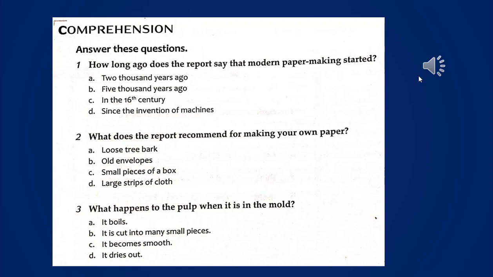And question number 2, what does the report recommend for making your own paper? So the answer of this question is letter B, old envelopes, right? And the last one, what happened to the pulp when it is in the mold? The answer is it dries out. Okay, again everyone. So the answer number 1 A, answer number 2 B, and answer number 3 D.